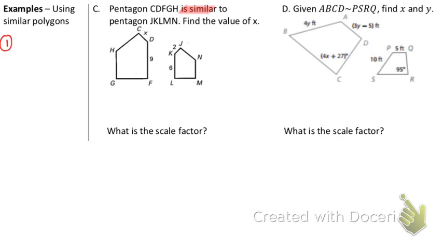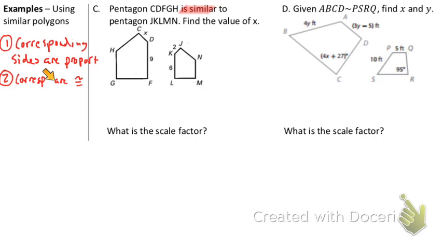One, corresponding sides are proportional. Okay, I'm not going to write it all out. I'm just running out of room. And the other thing we know is corresponding angles are congruent. So we're going to use these two facts of similar figures to solve for x.